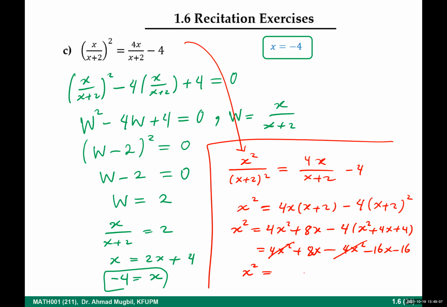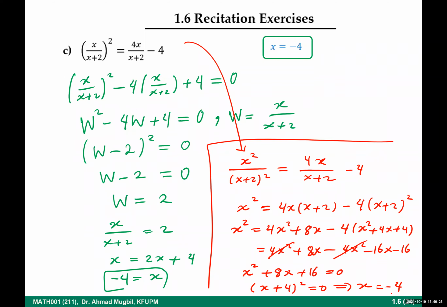Minus 8x plus 16 equals 0, which is x plus 4 times a constant. Again, we have a perfect square, which implies that x is negative 4. Okay, do we have to check here?